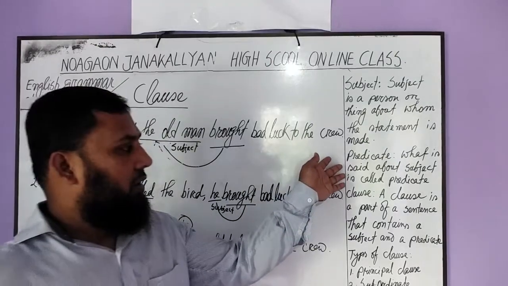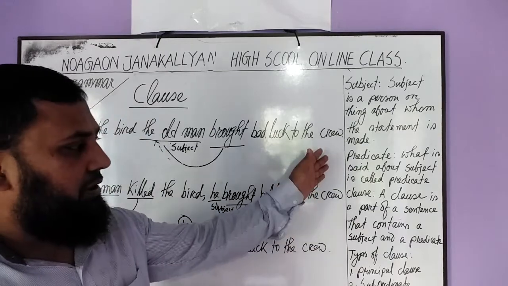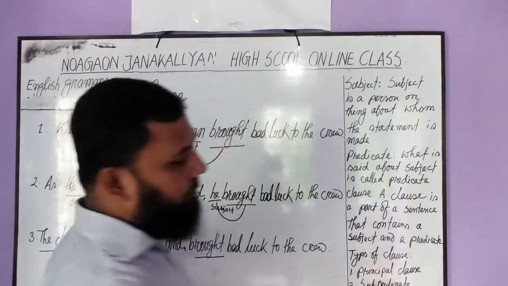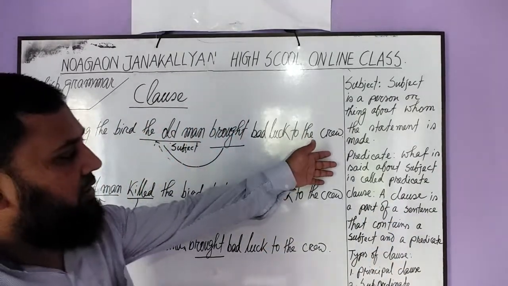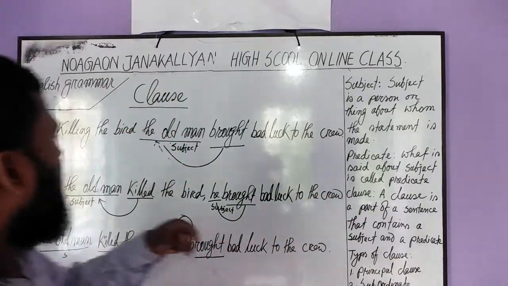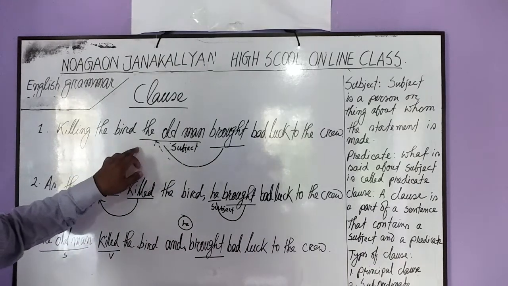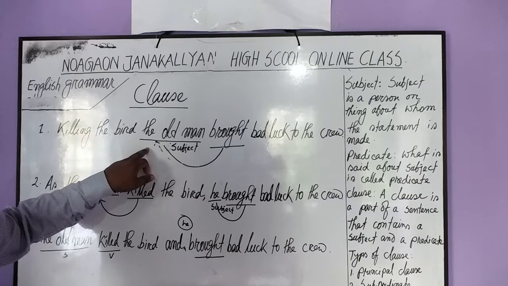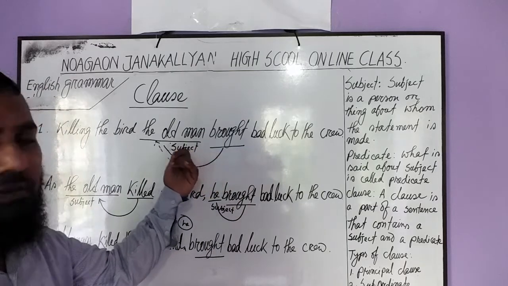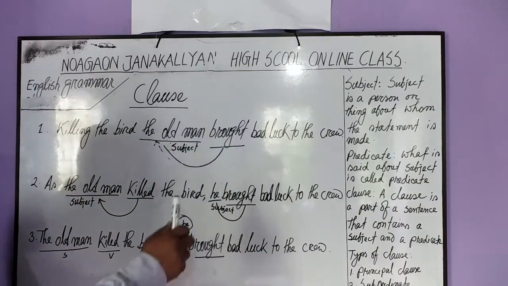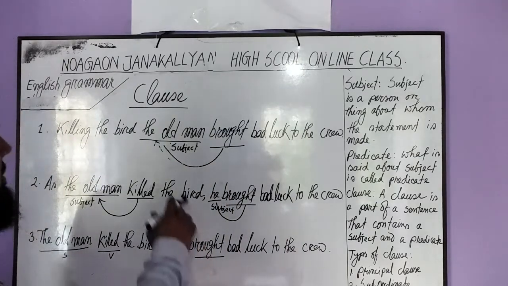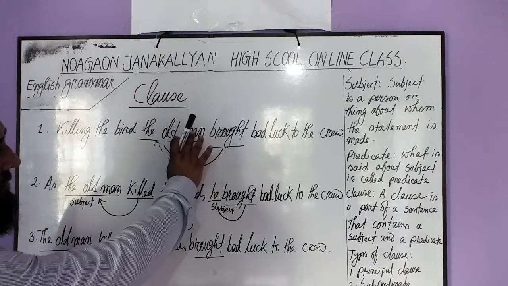Secondly, I want to remind you about predicate. What is said about the subject is called predicate. It's a simple fact. In the first sentence, the subject is the old man, and the rest of the part is what is said about the subject. So what is the predicate of our first sentence? The predicate of our first sentence is the rest of the words of the sentence.